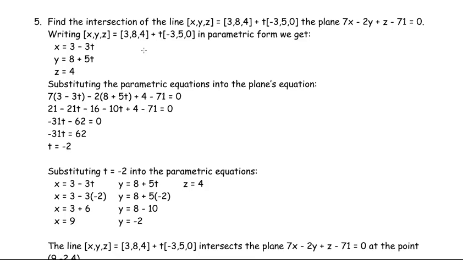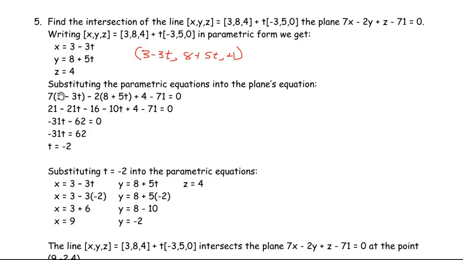You could write any point in this line as 3 minus 3t, comma, 8 plus 5t, comma, 4. Every single point on that line has that form. So when we substitute that in here, we're trying to find the point that would be on this line, but also on the plane. That's why we substitute the parametric equations in place of x, y, and z in the plane's equation. So I'm going to solve for t here.